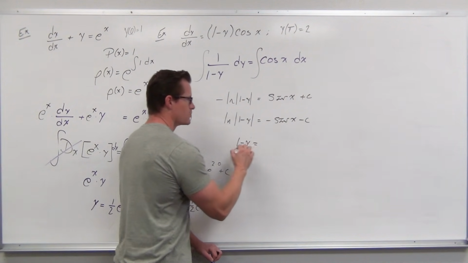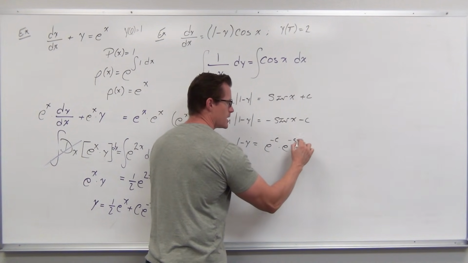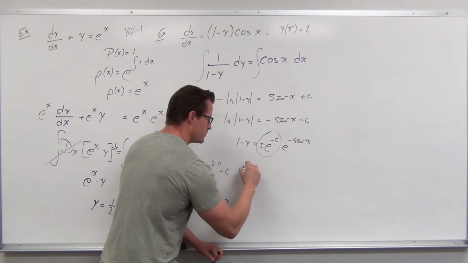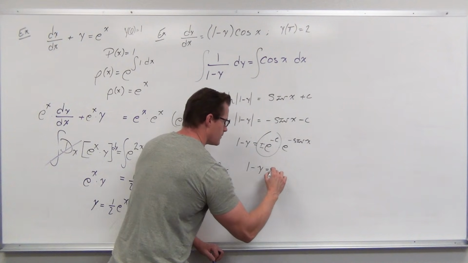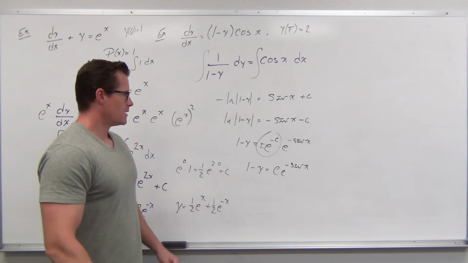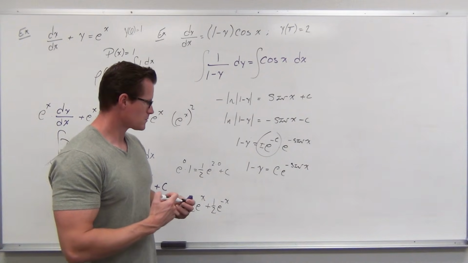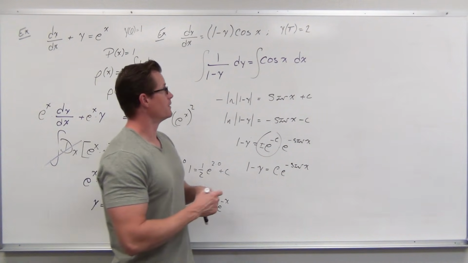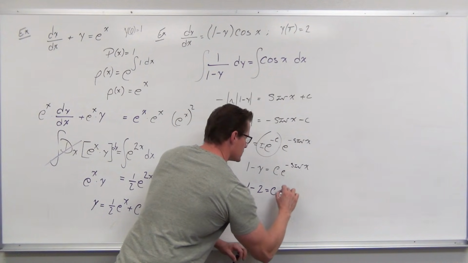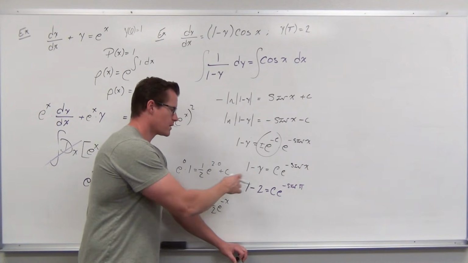1 minus y would equal, remember we'd have e to both sides. We'd have e to the negative c times e to the negative sine x. I drop my absolute value, need a plus and minus. We wrap this whole thing up into a gigantic c. I'd want to plug in my initial condition here. So if we plug that in, then 1 minus 2 equals c e to the negative sine of pi. Sine of pi is 0. E to the 0 is 1. 1 minus 2 is negative 1.